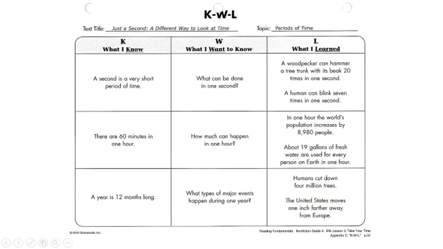All right. Well, now that we did our skimming and our scanning, we can create a KWL. And for Just a Second, what I know already is that a second is a very short period of time. There are 60 minutes in 1 hour. And a year is 12 months long. I know that already about time. I had schema already about time.